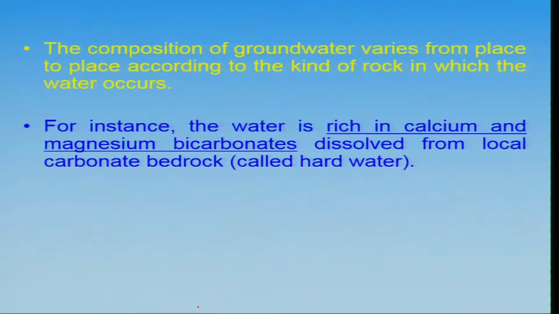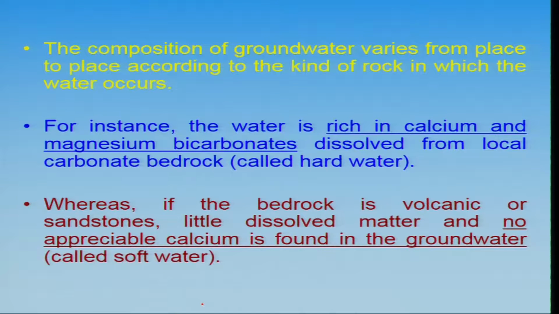For instance, water rich in calcium and magnesium bicarbonate dissolved from local carbonate-rich rock is termed hard water. Whereas, if the bedrock is volcanic in nature, or you take sandstone, little dissolved matter and no appreciable calcium is found in the groundwater, which we call soft water. So, this is what we call potable water.